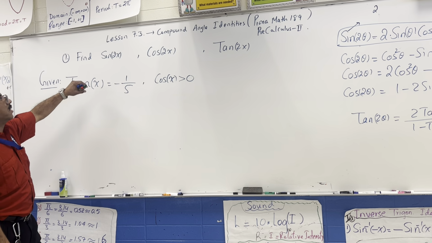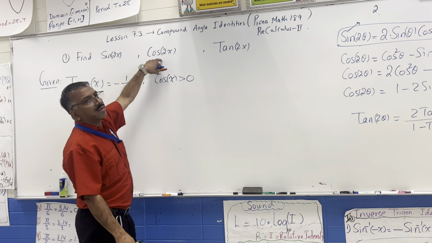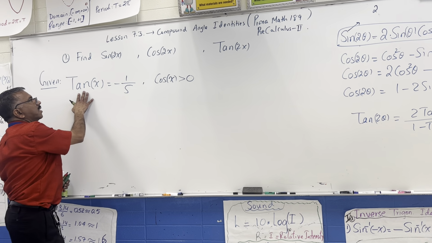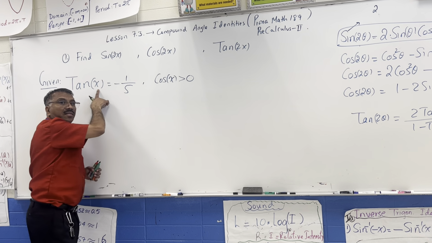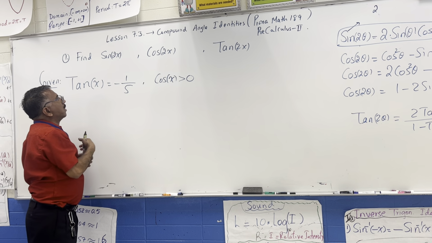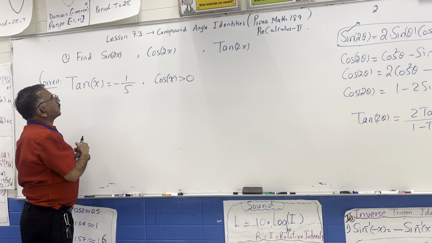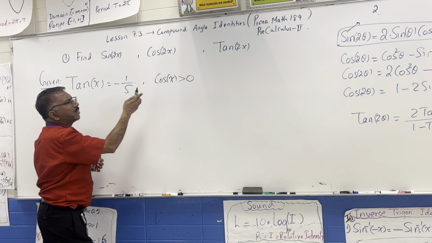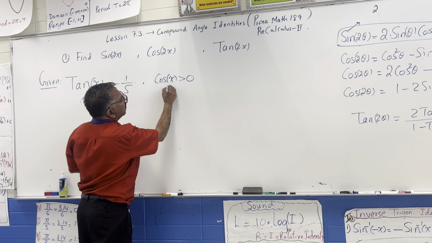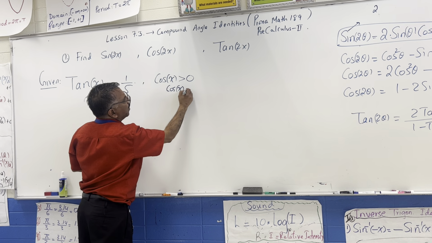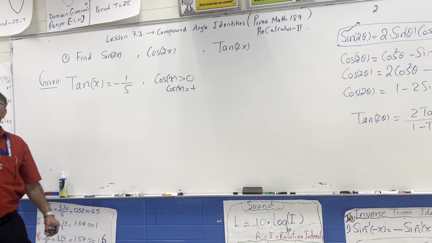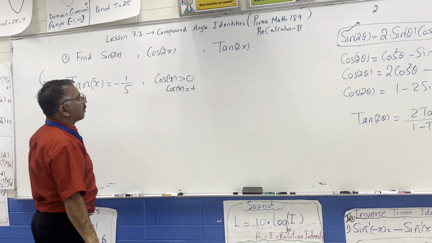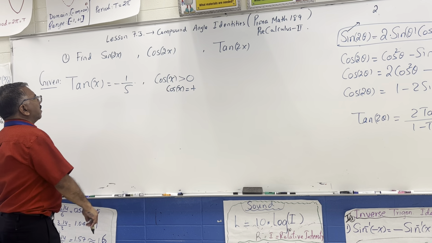First problem says, hey, figure out what is sine 2x, cosine 2x, tan 2x. But they gave us some information, it's tan x. This is 2x, this is x, can you see that? So tan x is given to you equals minus 1/5 and cosine x. I want you to write there, what is the meaning of this? It means cosine of x is positive, greater than 0. Can you write in your paper? Positive. Okay.